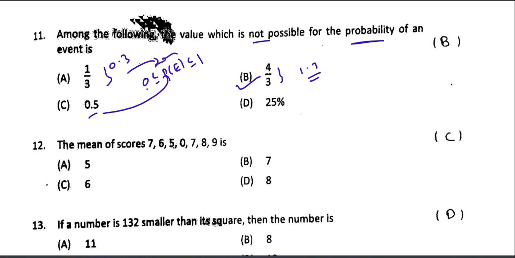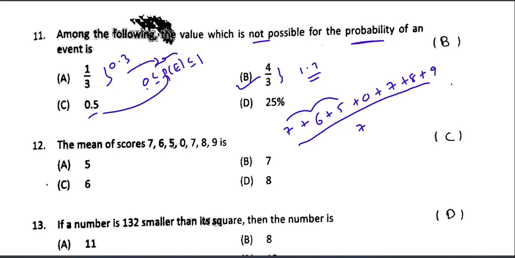Next, the mean of scores. Mean means sum of all observations by number of observations. 7 plus 6 plus 5 plus 0 plus 7 plus 8 plus 9 by total number 7. 7 plus 6 is 13, 18, 25, 33 and 42 by 7. 7 ones are 7, 7 sixes are 42. 6 is the answer. Option C is the correct answer.